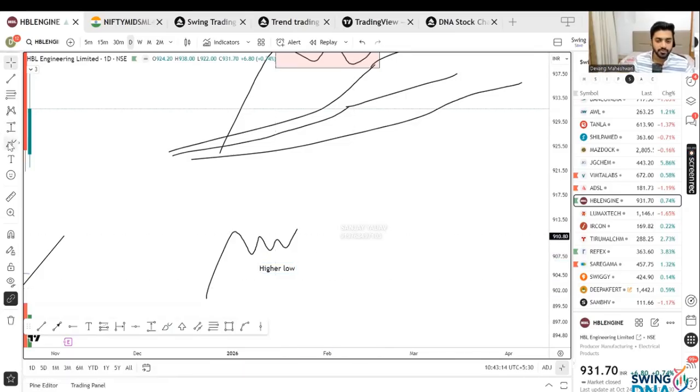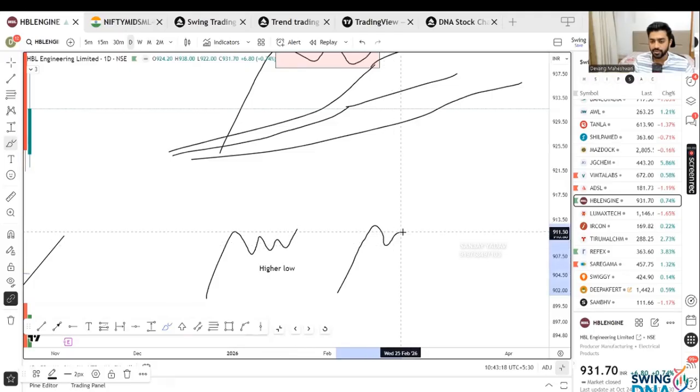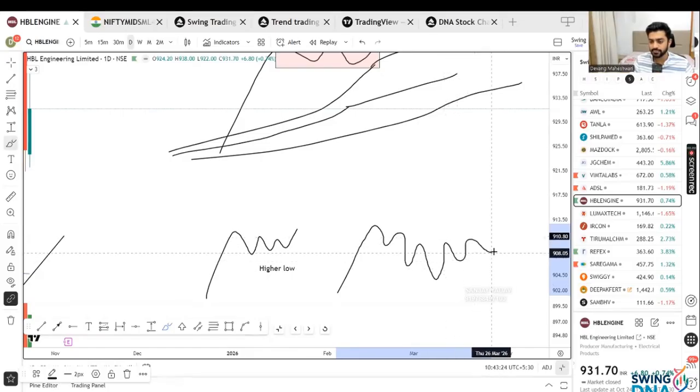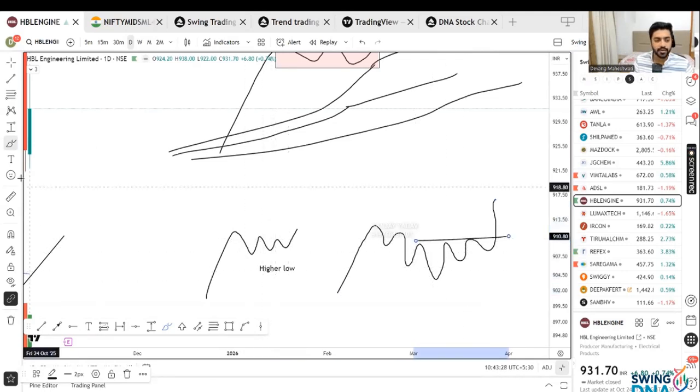So when a stock is moving, typically when it falls, it goes like this. At some moment, it will start moving like this. Higher low typically tells you the overall strength of the ongoing trend. If it is moving in higher lows, then your buyers are more in strength.